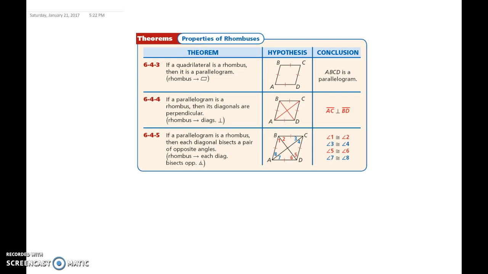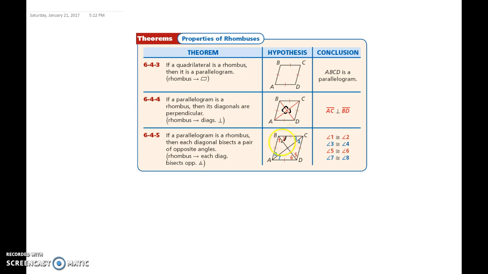Some of the other traits that they have is that our diagonals are perpendicular. So the diagonals, where they intersect, will be equal to 90 degrees. We can draw these boxes here to say that those angles are perpendicular. Not only are the diagonals perpendicular, but the diagonals bisect each angle that they intersect.